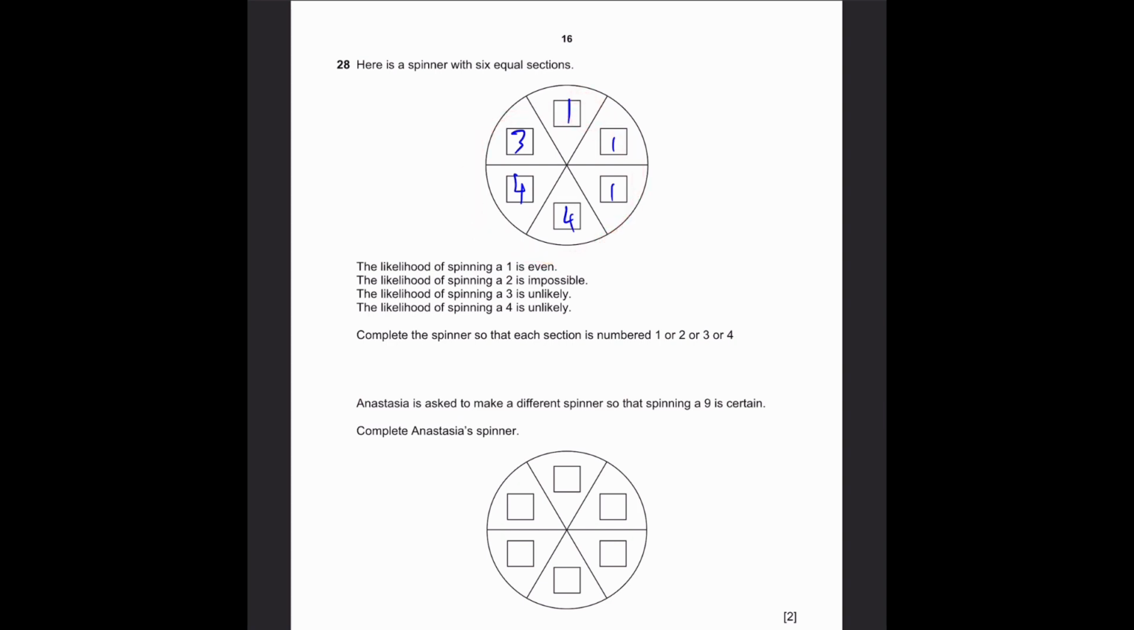Now, Anastasia is asked to make a different spinner so that spinning a 9 is certain. Complete Anastasia's spinner. So spinning a 9 is certain. That means probability is 1. So it must happen. And that means there are 9's on every single section. And that would be our answer. With that, I come to the end of the paper.